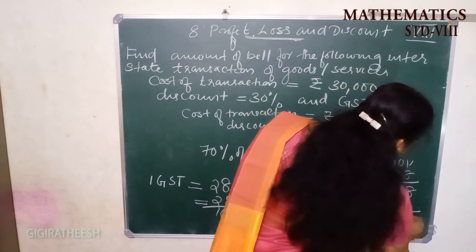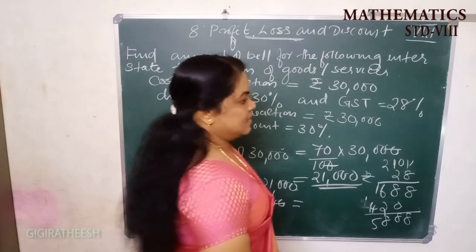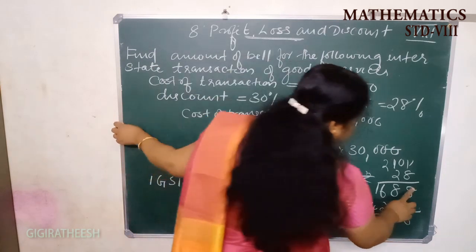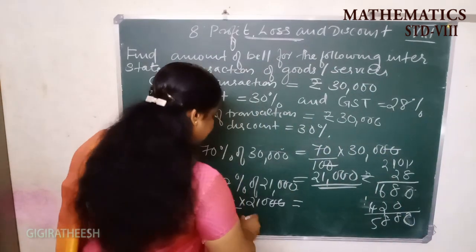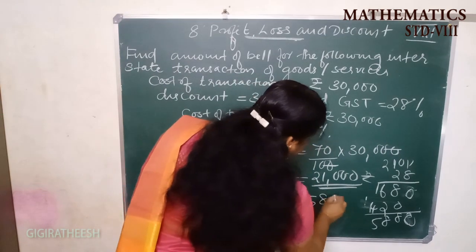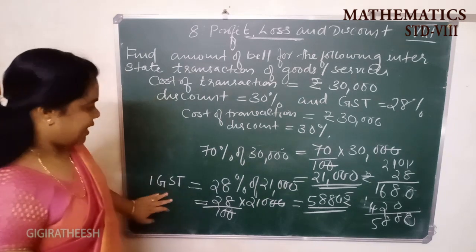It is equal to 5,880. Sorry, 5,880. That is the value, 5,880 rupees. This is the total IGST.